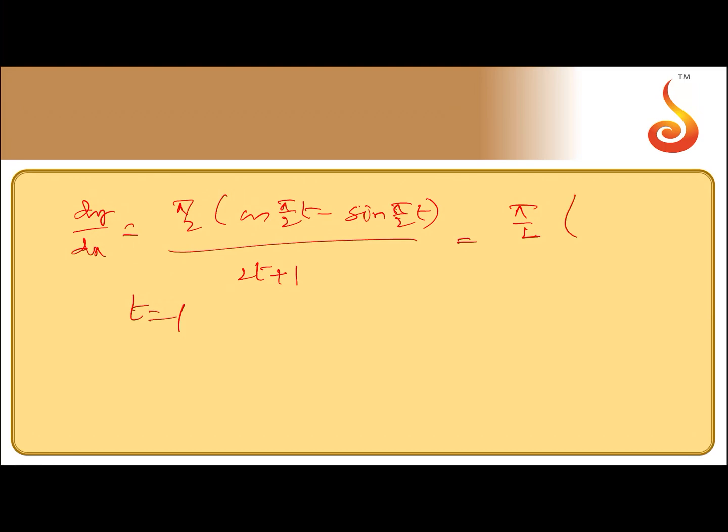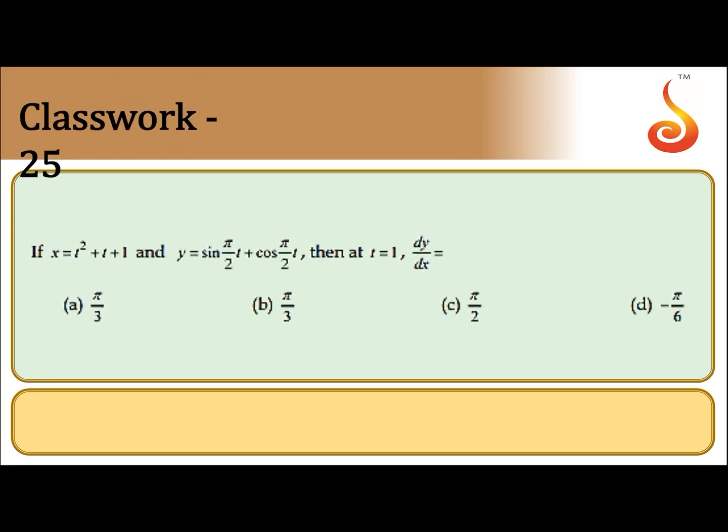T is equals to 1 when you substitute, it is pi by 2. This will become 0 minus 1 divided by 3. So that answer is equals to minus pi by 6. So the answer is equals to minus pi by 6. So D is the answer for the problem. Right?